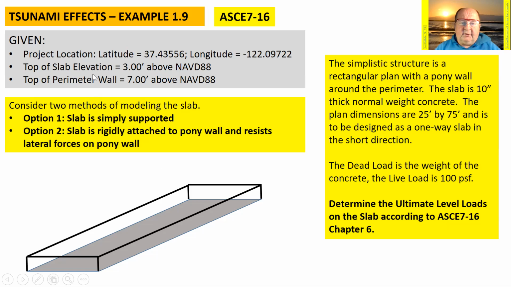We're told that the top of the slab is going to be 3 feet above the NAVD 88 line, and the top of the perimeter wall is 7 feet. As an engineer, we're going to consider two different structural models for this slab. One would be that the slab is simply supported, and the second would be that the slab is rigidly attached to the pony walls, and the slab actually helps support or resist the forces that are being applied to the pony walls. Because this slab is so long and narrow, it's going to be considered a one-way slab.